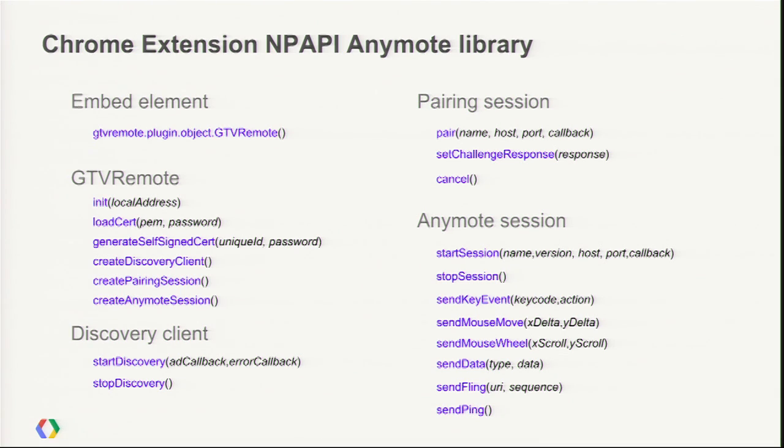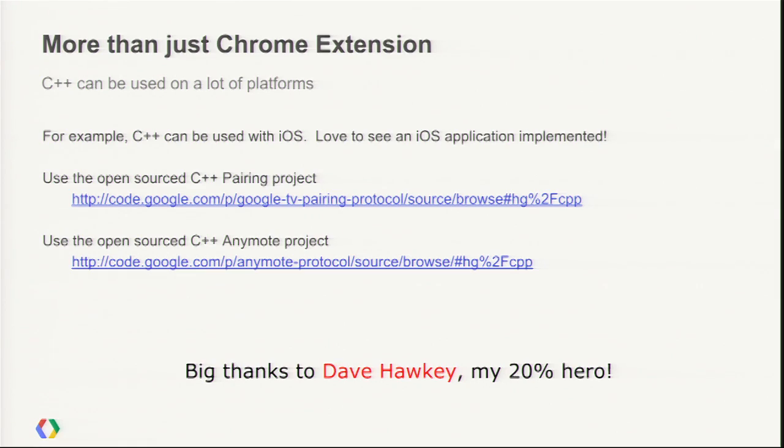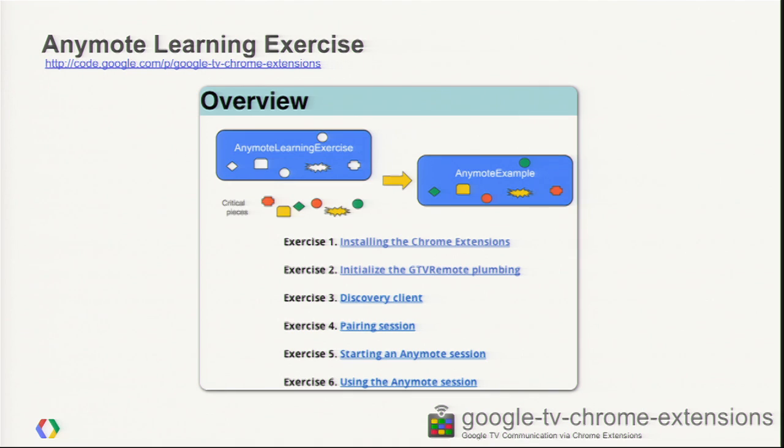So these are the 20 functions that you have to learn to use this thing. I wanted to definitely give credit to Dave Hawkey. He's my 20% hero. He wrote the C++ code that all this is built on. He also open sourced all the C++ code, which is really good if you're a C++ developer. It's all out there, everything that he used to make it. C++ works on a lot of platforms. Love to see somebody run with it with iOS or to do their own thing with the C++ code.